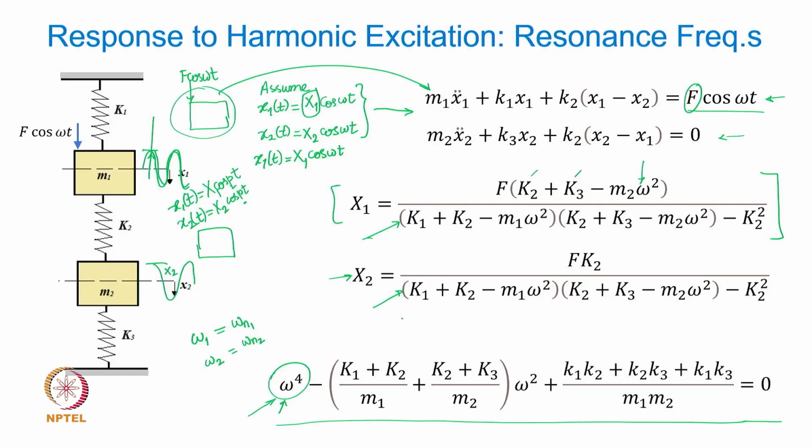So if I call this entire expression in the denominator, and I set it to 0 and simplify and solve, I will get this frequency equation. Solving this quadratic in omega square gives me two resonance frequencies, omega 1 and omega 2, and you would find that these two frequencies are identical to the first and second natural frequencies.